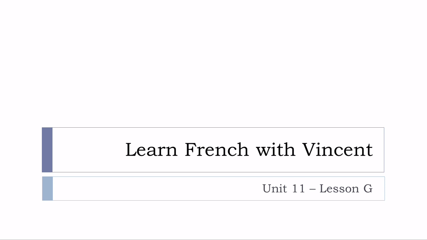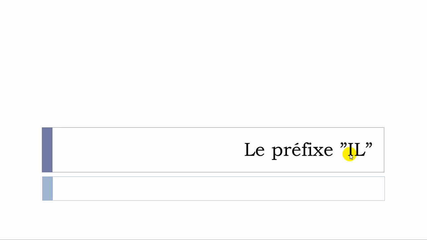Bonjour à tous and welcome to Learn French with Vincent. This is Unité 11, Leçon G. And in this lesson, we'll see together le préfixe il, so il. When we're talking about prefix, normally we're talking about a group of letters that you will put in front of existing words. And by adding these letters or group of letters, you will change the meaning or the original meaning of the word.